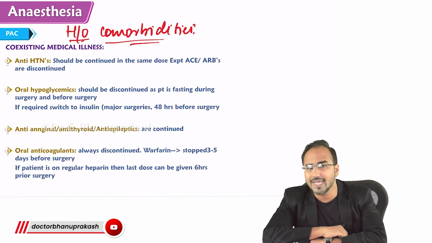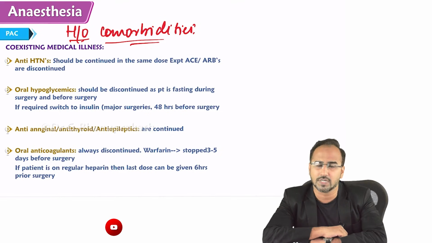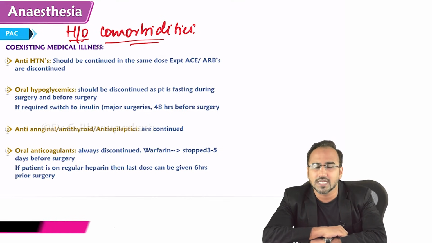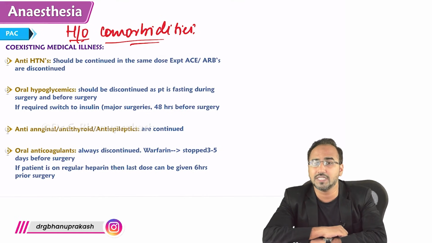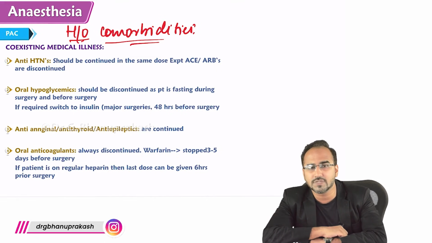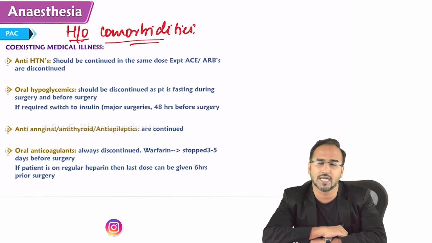A stands for ACE inhibitors and ARBs. B stands for beta blockers. C stands for calcium channel blockers. D stands for diuretics. ABCD. A stands for what, guys? ACE inhibitors and ARBs. B stands for beta blockers. C stands for calcium channel blockers and D stands for diuretics.